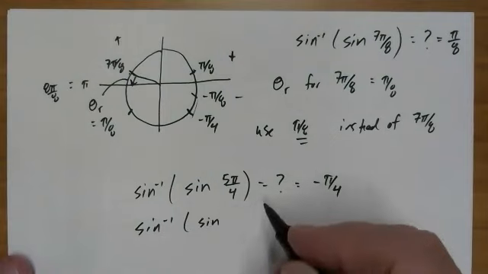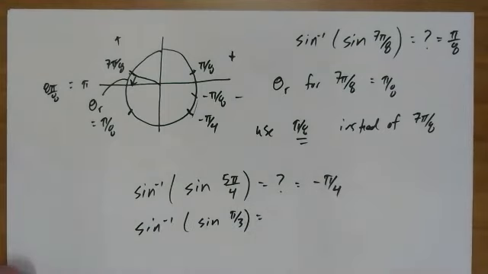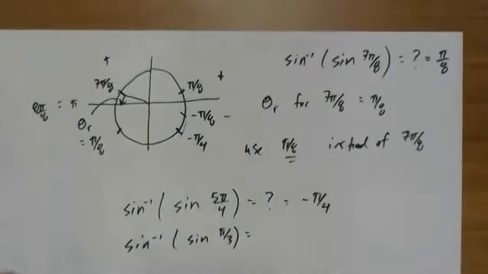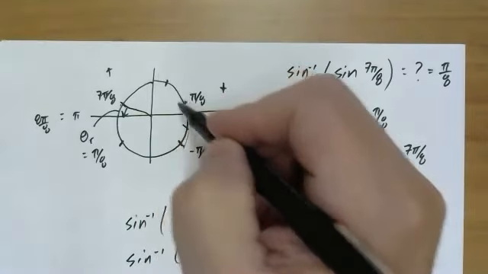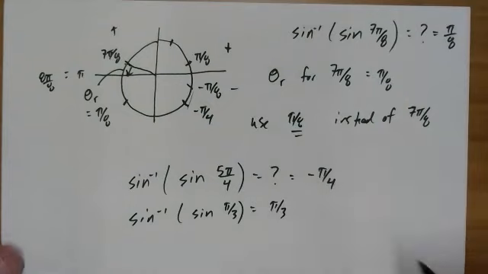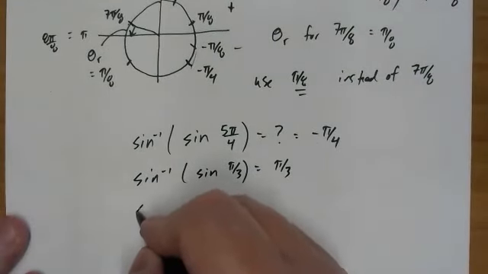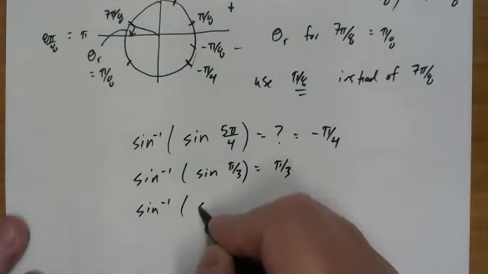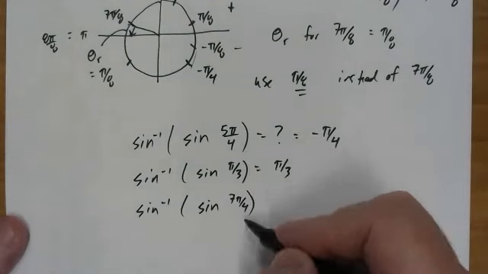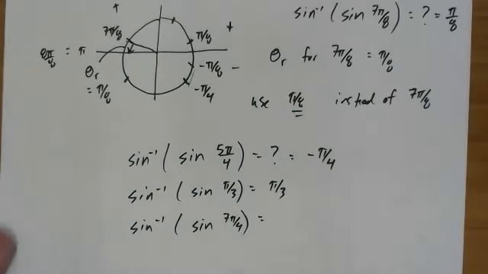One last one. Actually two, because this can be a little tricky. Let's do inverse sine of the sine of pi over three. Let's see if I can use a shortcut. Pi over three is up here. It's actually in the right half of the circle. The shortcut does apply, and I can just put pi over three. Now here's one last one I thought of that can be sort of tricky. How about the inverse sine of the sine of 7 pi over 4?